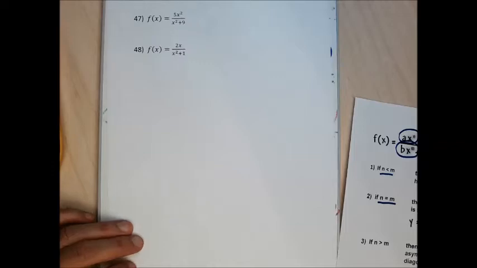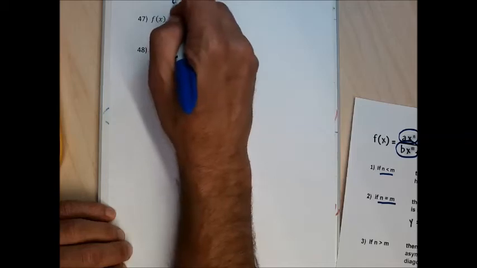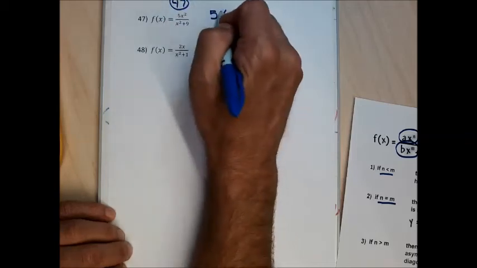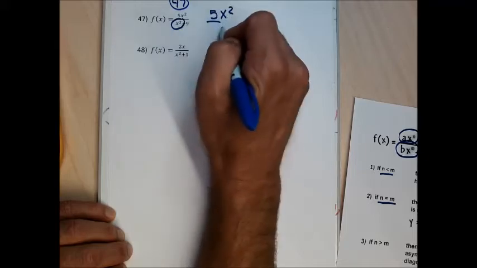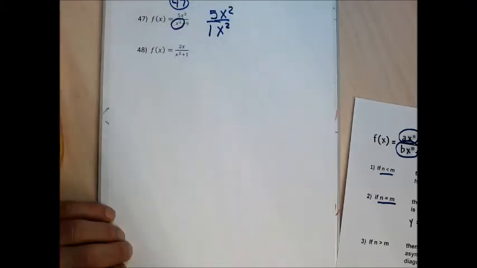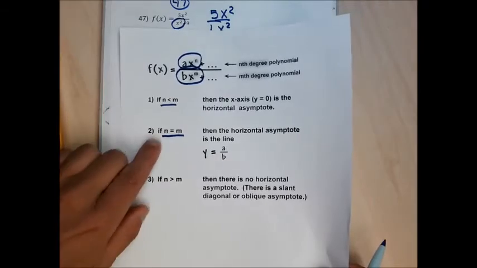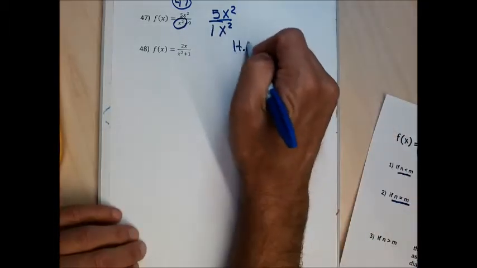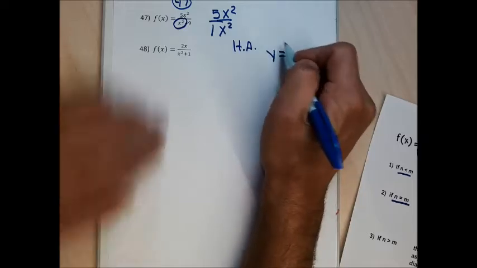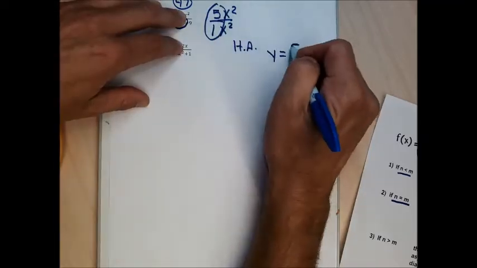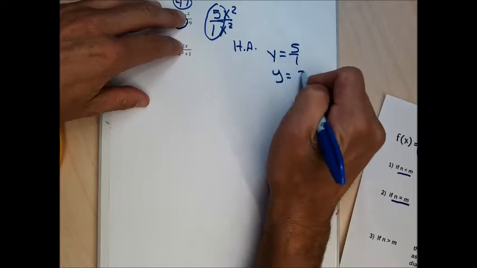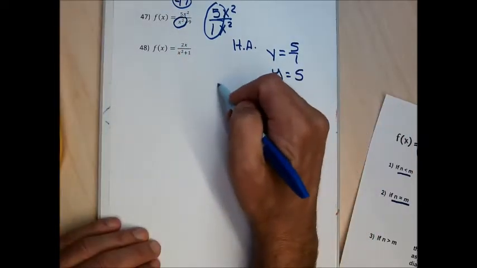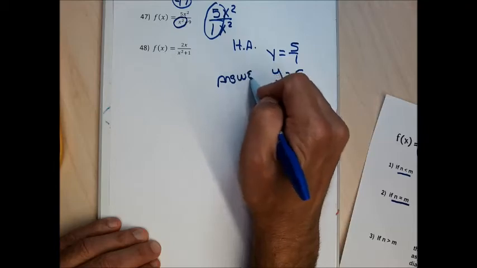Same deal for 48. I kind of overkilled these. Let me do 47 because it's different. For 47, your term with the highest exponent in the numerator is the 5x squared. Your term with the highest exponent in the denominator is the x squared, which is really 1x squared. When there's a tie between the numerator and the denominator, you divide the coefficients of that term to get the horizontal asymptote. So in 47, the horizontal asymptote is going to have the equation y equal to 5 over 1, and that fraction reduces to y equal to 5. So that would be the answer for number 47.